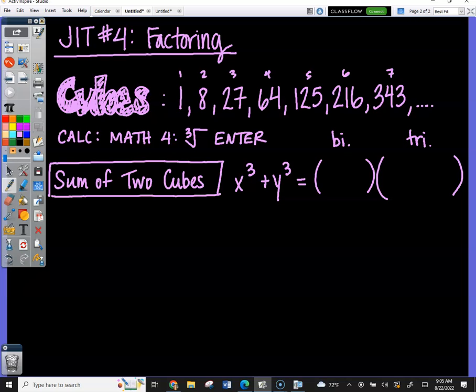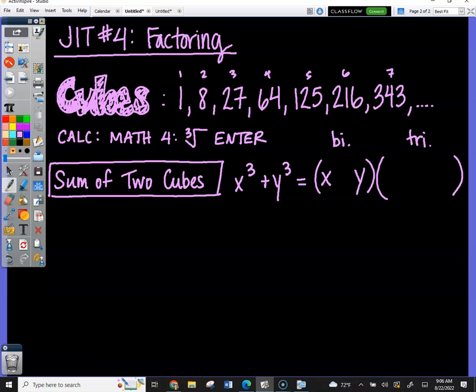And here's how you get it. You take the cube root of the first term. So the cube root of x cubed would be x. And you write it here, first in the binomial. You take the cube root of the second term. You write it second in the binomial, or last. So this almost looks like a direct reflection of that cube, right?